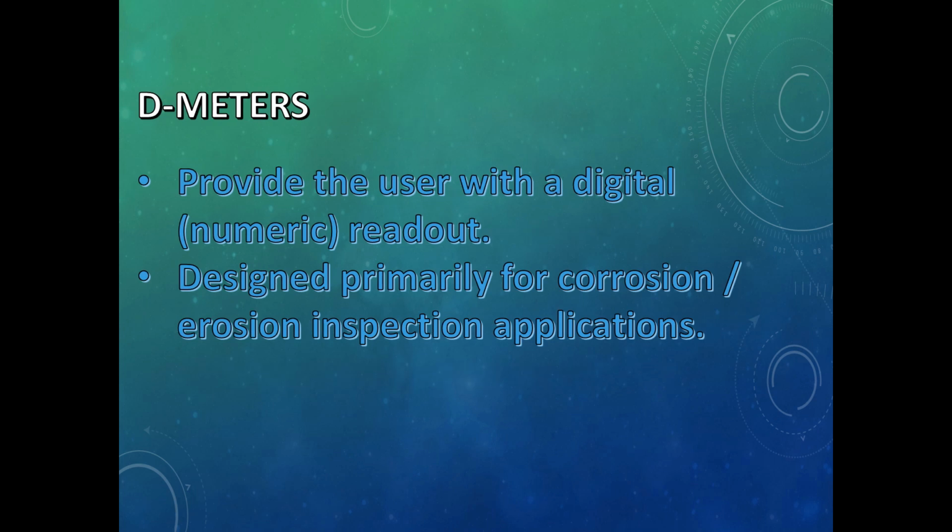D-meters, or digital thickness gauge instruments, provide the user with a digital or numeric readout. They are designed primarily for corrosion or erosion inspection applications. Some instruments provide the user with both a digital readout and a display of the signal. A distinct advantage of these units is that they allow the user to evaluate the signal to ensure that the digital measurements are of the desired features.